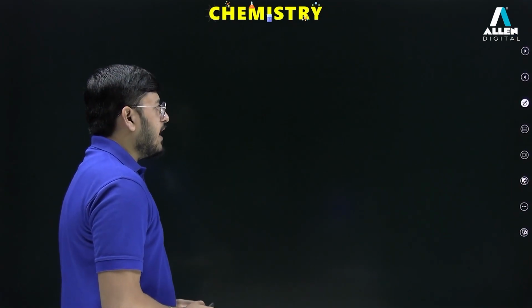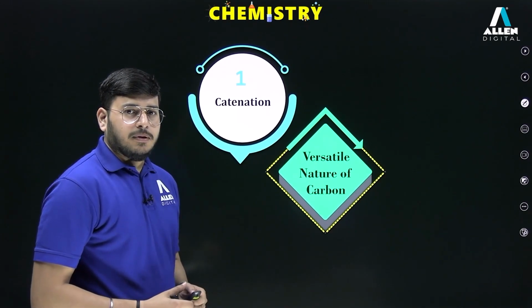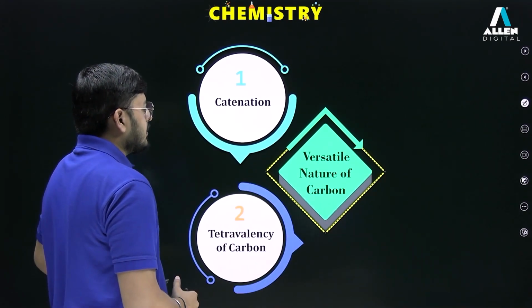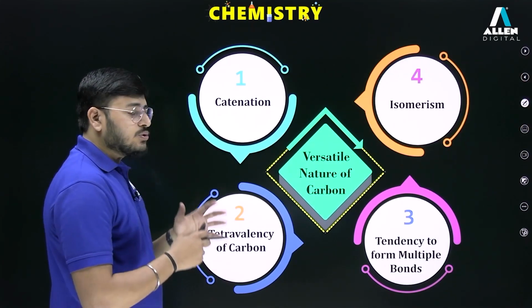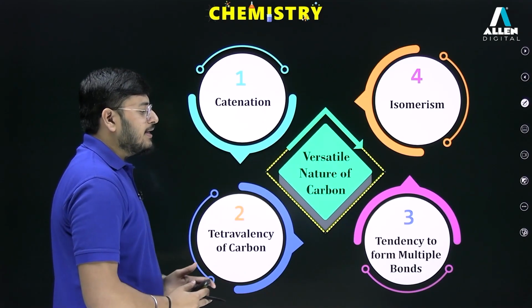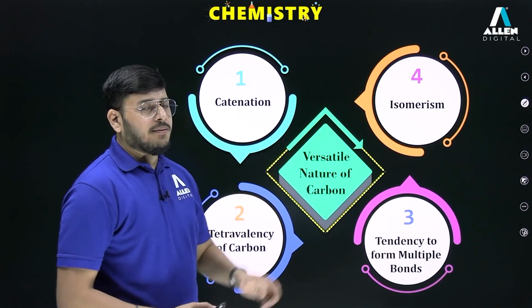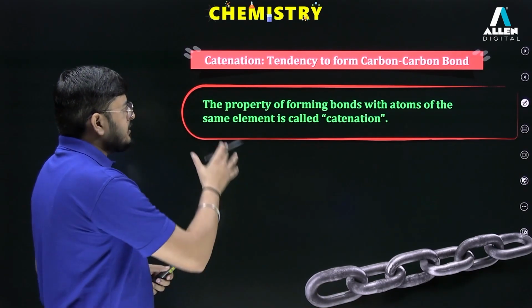Now, next we have the versatile nature of carbon. How is carbon so versatile? Carbon is so versatile because of catenation, because of the tetravalency formed by this carbon. Carbon has the tendency to form multiple bonds, and carbon also shows isomerism. So what is this catenation?